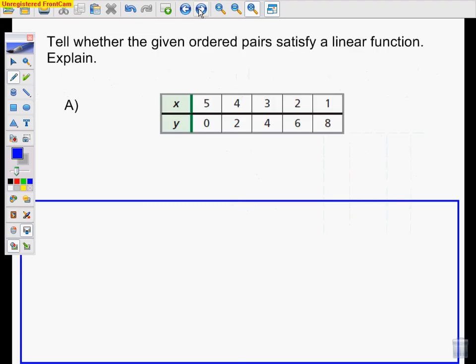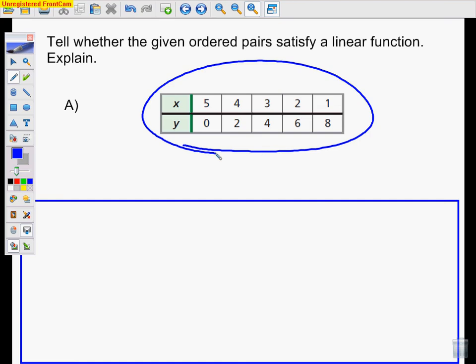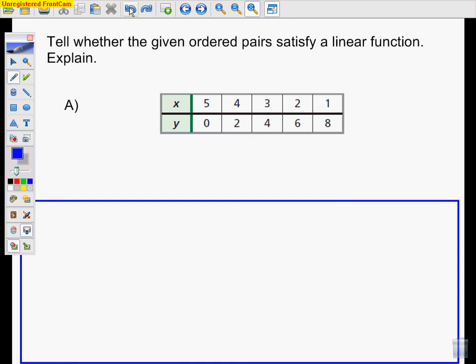Alright, great. Tell whether the given ordered pairs satisfy a linear function and explain. Now, one way that you'll be able to tell from a table if something is a linear function is by looking and seeing if there's a consistent change in the x values that corresponds to a consistent change in the y values. Well, let's look at the change in the x values. Here we went down 1, here we went down 1, here we went down 1, and here we went down 1. So there's a constant change in x.